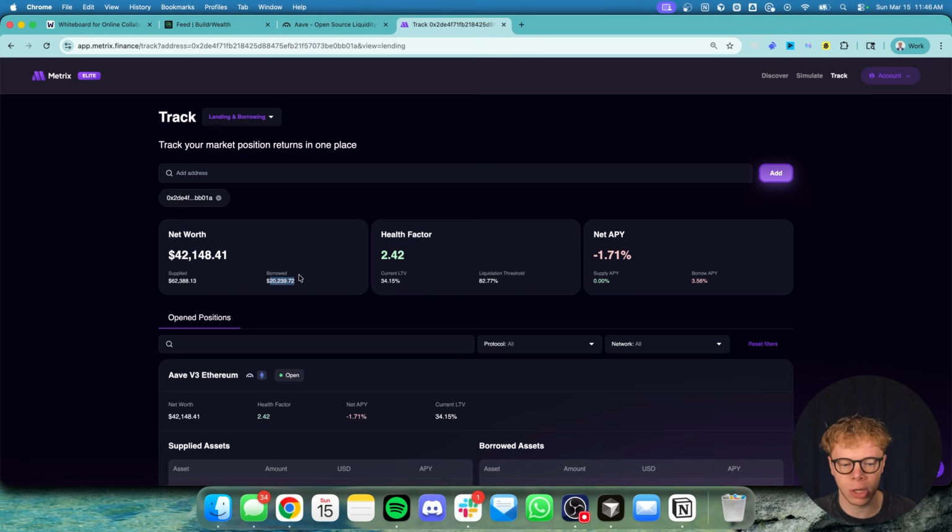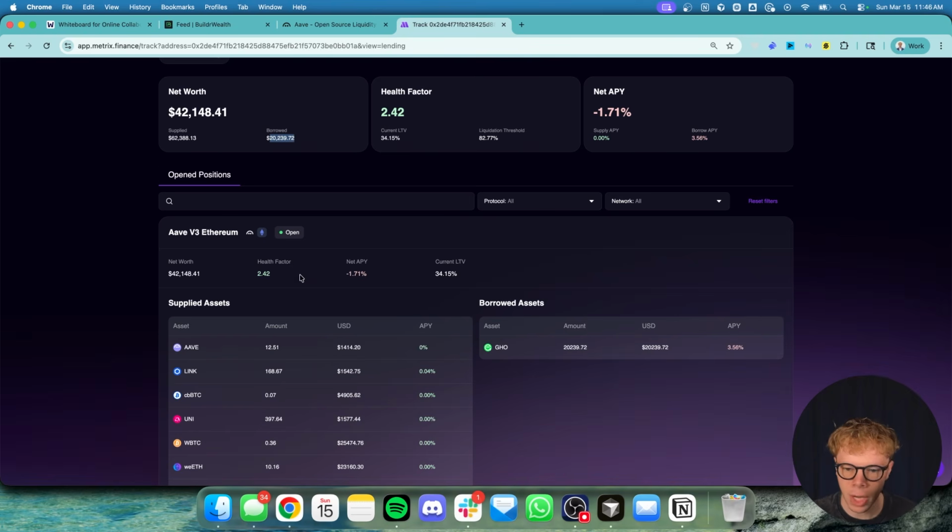Now, how these lending markets work is you have no set payments, right? You just borrow an amount and you pay it back when you're ready to pay it back, but you accumulate interest as well. So I started by borrowing 20K. Now my borrow is 20.2K because I've accumulated some interest over time. Nonetheless, my health factor is still 2.42.